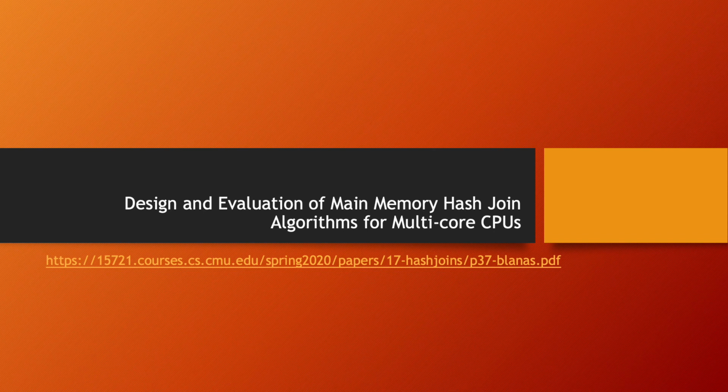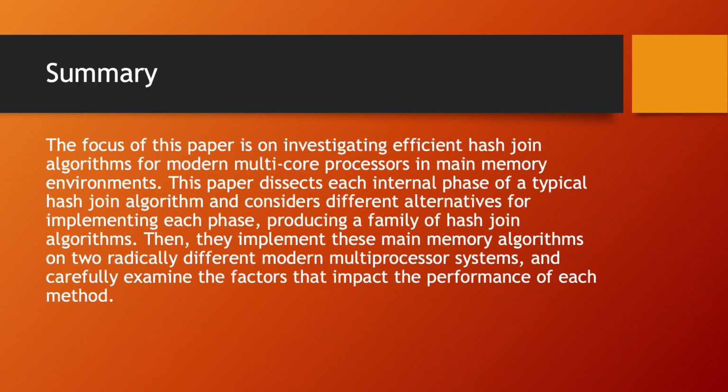The paper of the day is Design and Evaluation of Main Memory Hash Algorithms for Multi-Core CPUs. The focus of this paper is on investigating efficient hash join algorithms for modern multi-core processors in main memory environments. This paper dissects each internal phase of a typical hash join algorithm and considers different alternatives for implementing each phase, producing a family of hash join algorithms.